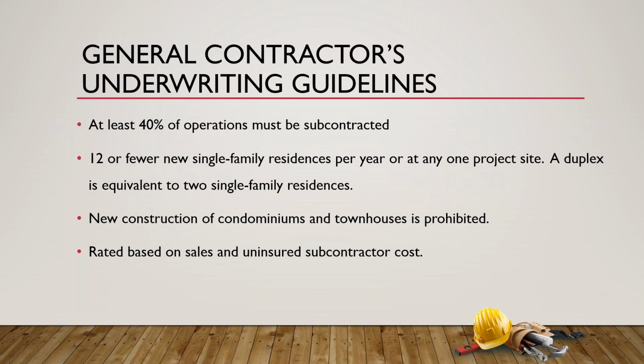So if you have a general contractor who has $200,000 in sales, you're going to rate it based on their sales, and whatever insured subcontractors' costs you have is automatically included. So that would not be rated separately. Now, if they have uninsured subcontractors' costs, those would be rated separately.